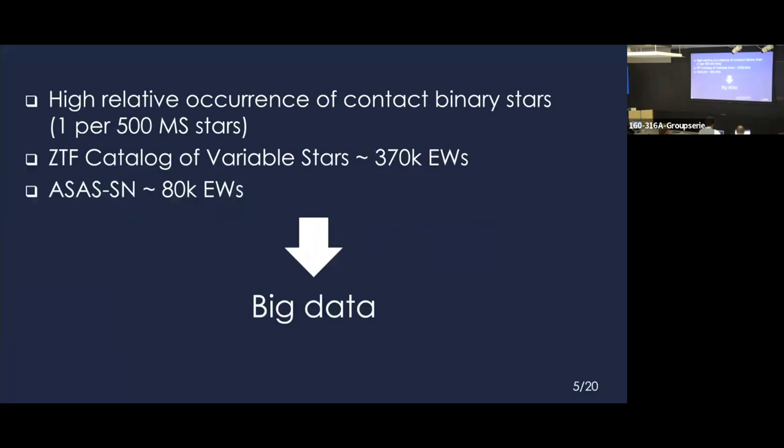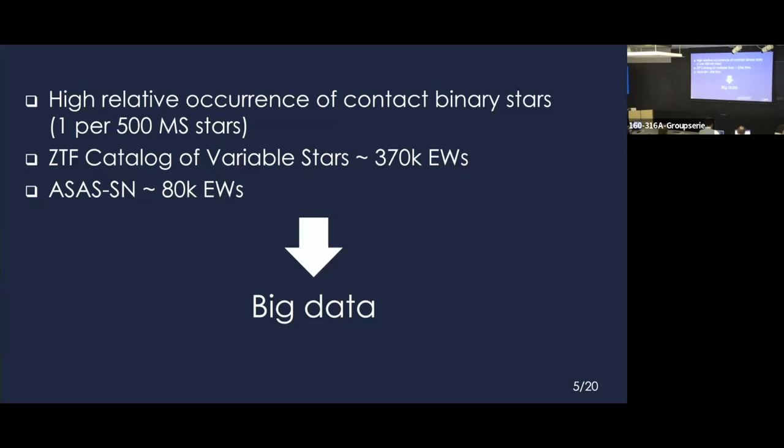minimum mass ratio? Typical or standard methods would require spectroscopy for a large sample of contact binaries, which is hard and expensive to obtain. Photometry is much cheaper and easier to get. And also in our solar neighborhood, contact binaries are very common. For every 500 main sequence stars, there is one contact binary. That means that we observe large numbers of contact binaries in photometric surveys. For example, in the ZTF catalog of variable stars, we observe 370,000 contact binaries, or in ASAS-SN, 80,000 contact binaries.